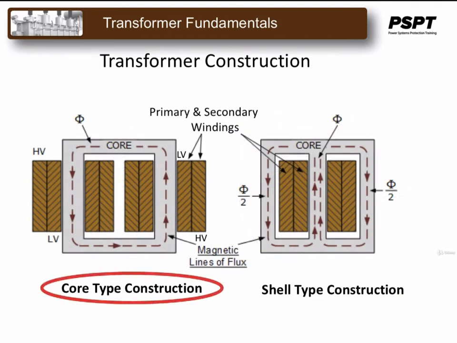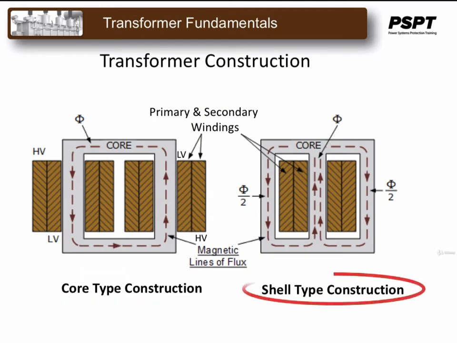In the core type transformer, the primary and secondary windings are wound outside and surround the core ring. In the shell type transformer, the primary and secondary windings pass inside the steel magnetic circuit, the core, which forms a shell around the windings as shown. In both types of transformer core designs, the magnetic flux linking the primary and secondary windings travels entirely within the core with little or no loss of magnetic flux through the air.